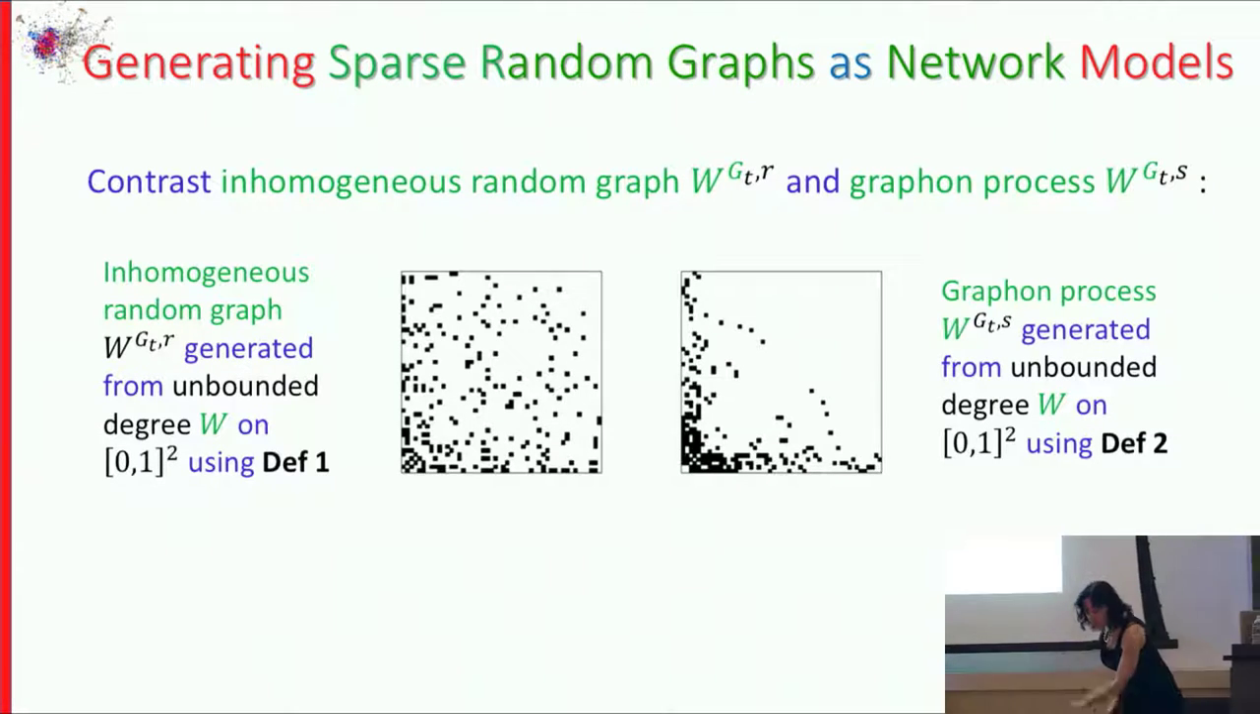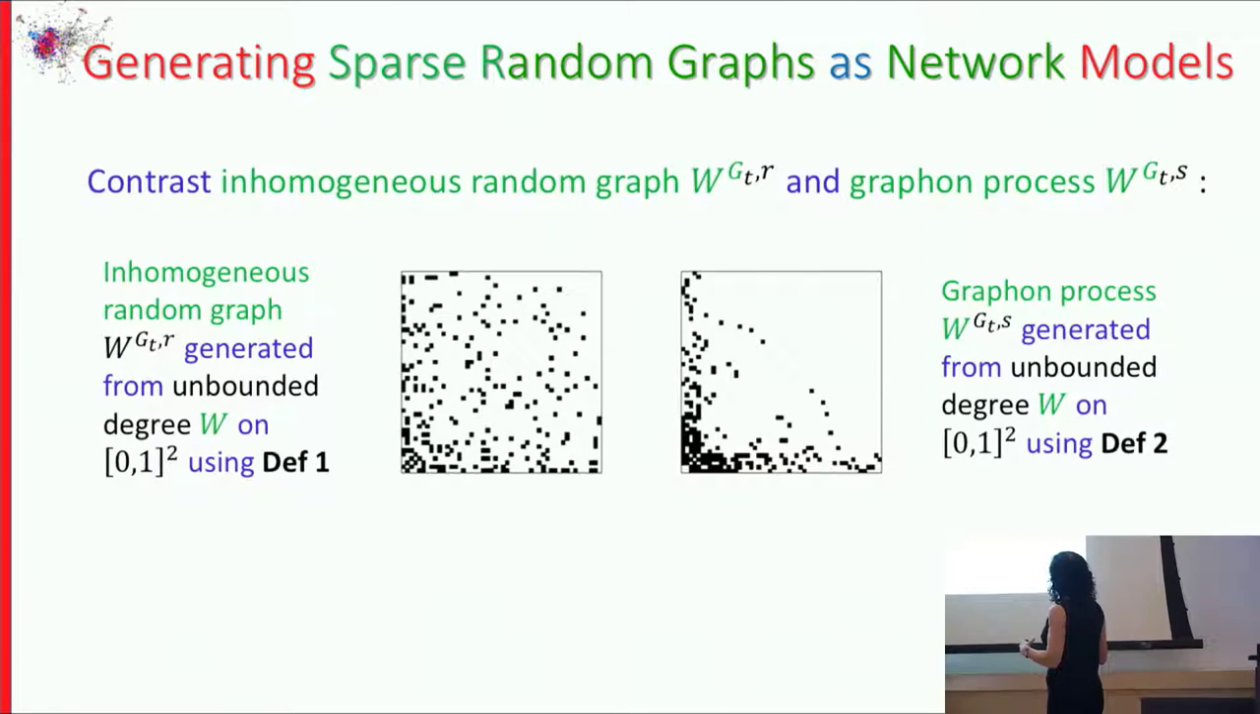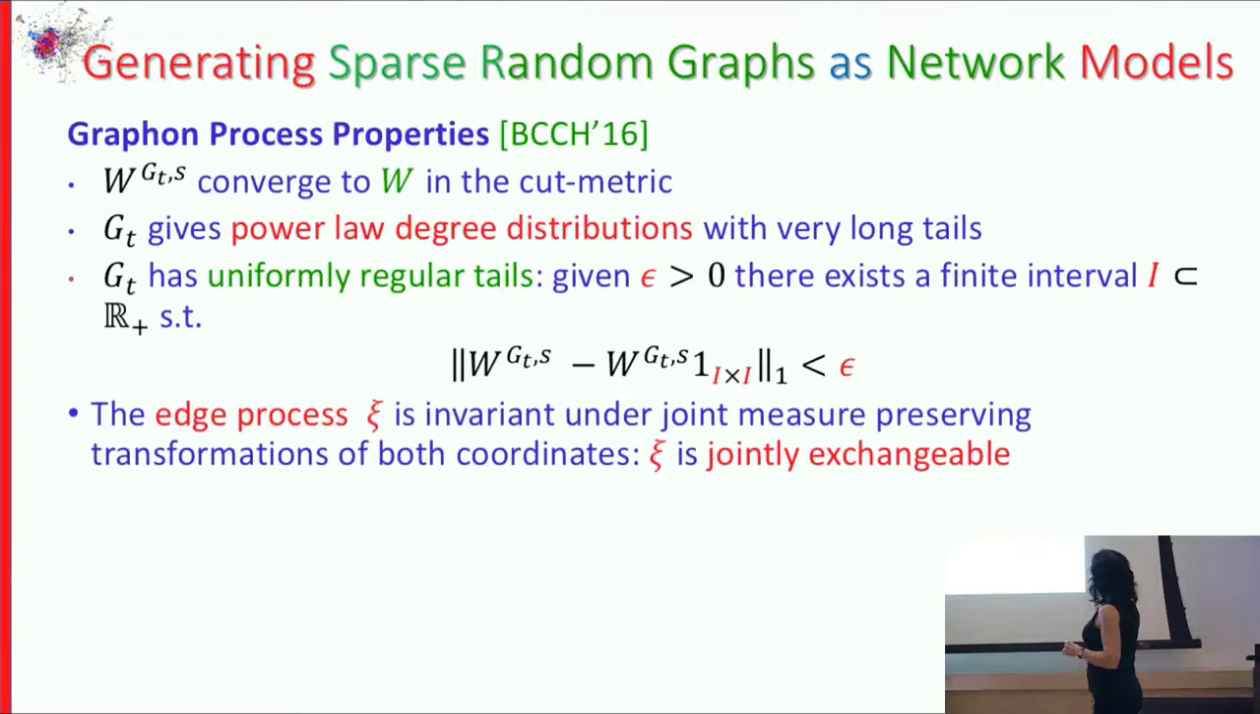That thing where you rescale the height tends to generate graphs like this, which can give you power laws. This thing where you stretched gives you really long tails, even longer than power laws, kind of multi-scale, okay? So this graphon process, the main thing I want to let you know, it can give you power laws, and it's jointly exchangeable, and it's projective.